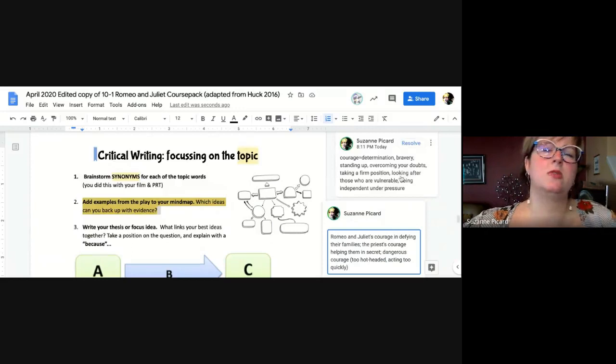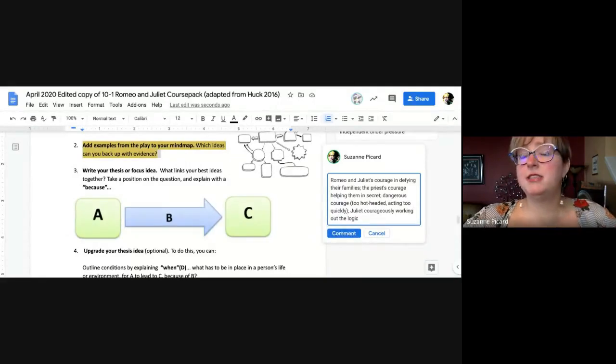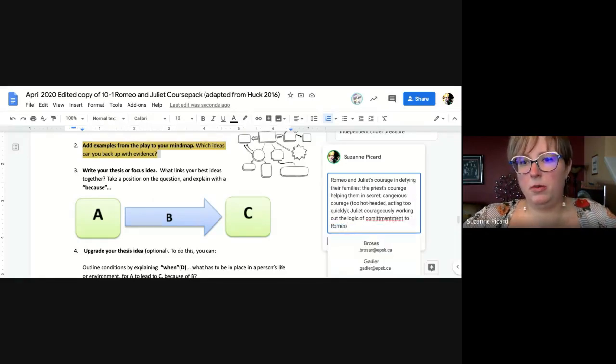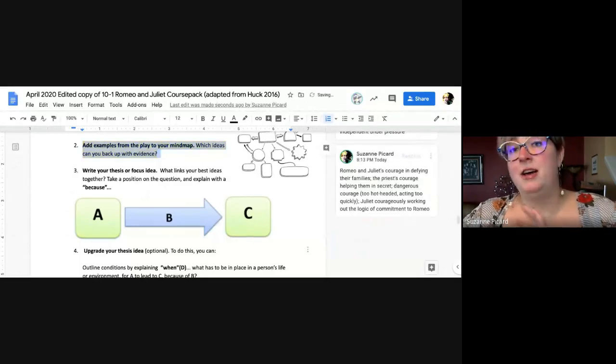What about overcoming doubts? Courage to overcome doubts. Maybe Juliet courageously working out the logic, right, of committing to Romeo. Like, what's in a name? Commitment to Romeo. Apologies for the horrible typo there. My dictionary doesn't even recognize commitment. I'm going to leave it commitment. There you go. Okay.